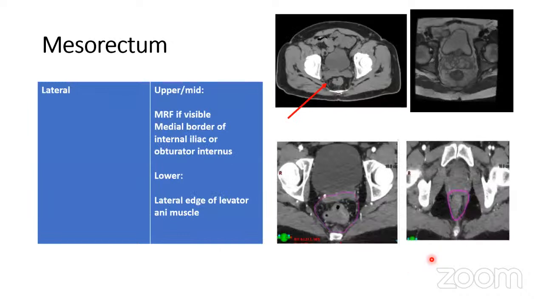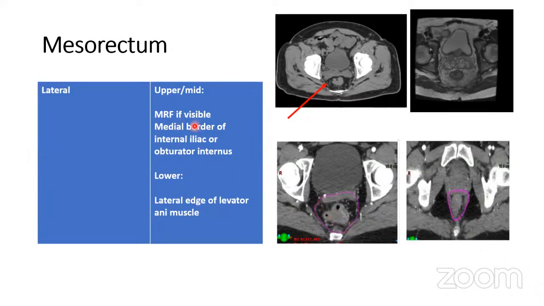Next, coming on to the lateral borders of the mesorectum. If you see the lateral boundaries, it varies depending upon the levels, whether it is in the upper level or on the mid level or on the lower level. So always start contouring from the mid level where you can see the mesorectal fascia very easily, or it is clearly seen. For example, in this slice, you can see that this is the rectum and this is the mesorectal fat, and then you can see the mesorectal fascia here. Always start from that slice and then go either upwards or downwards and then finish the contouring.